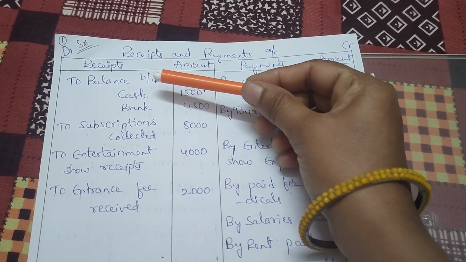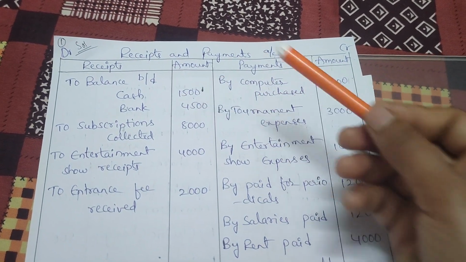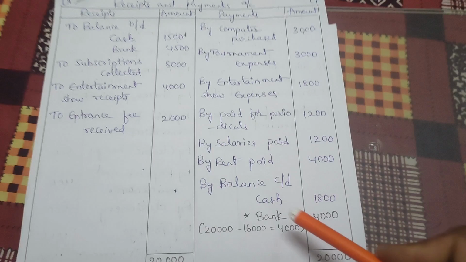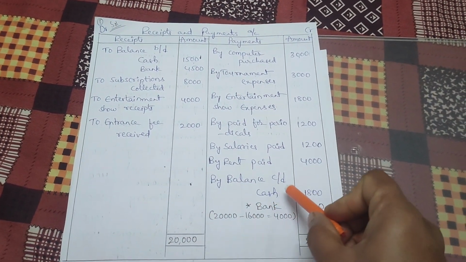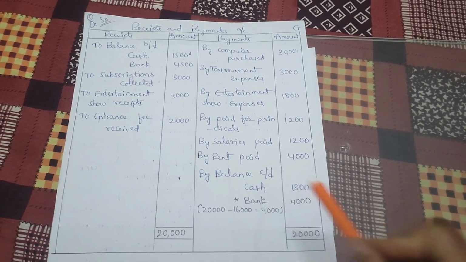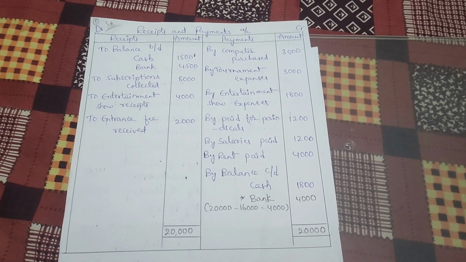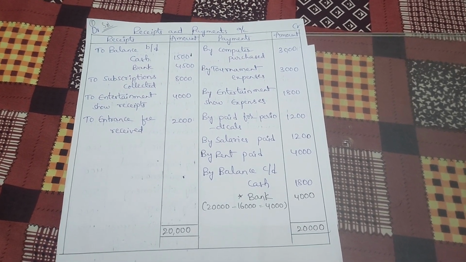We should write 'to balance brought down' because these are opening balances. Closing balances we should record on the credit side always as the last item. Because these are closing, we should record as the last item on the credit side in case of any closing balances. This is what we have to follow before preparing receipts and payments account.